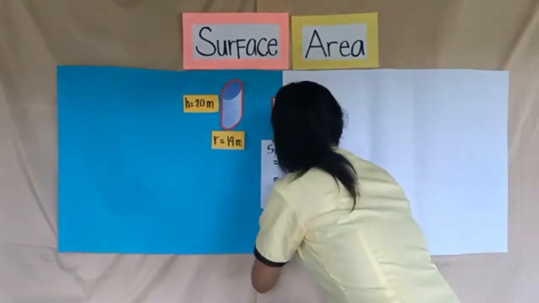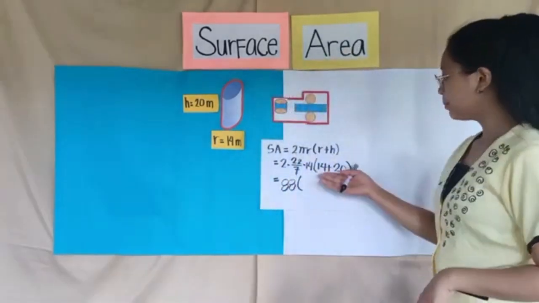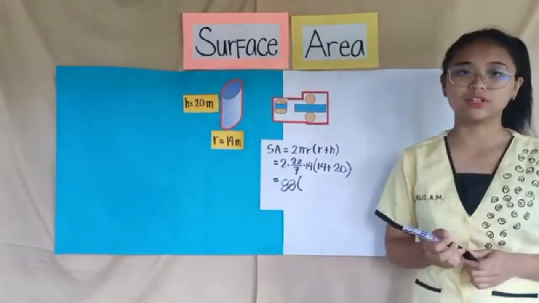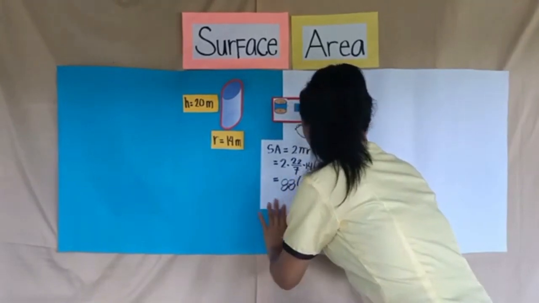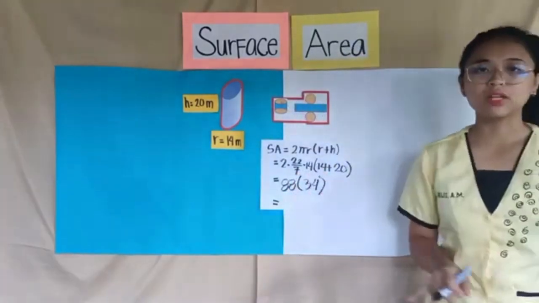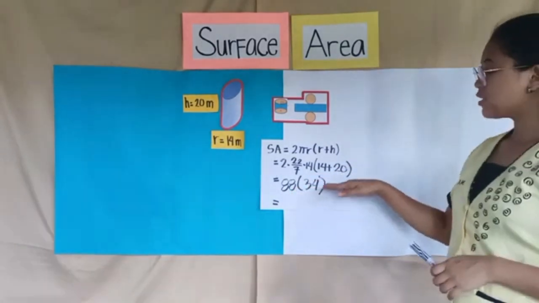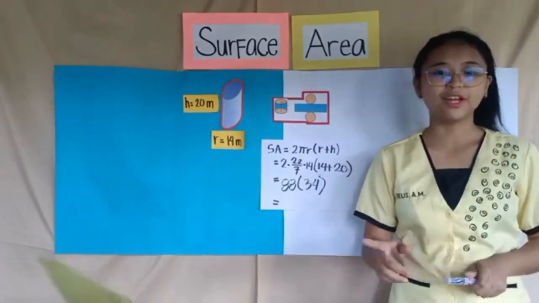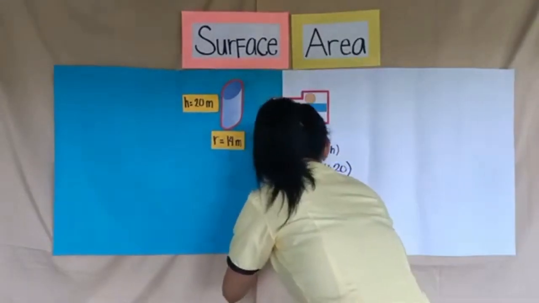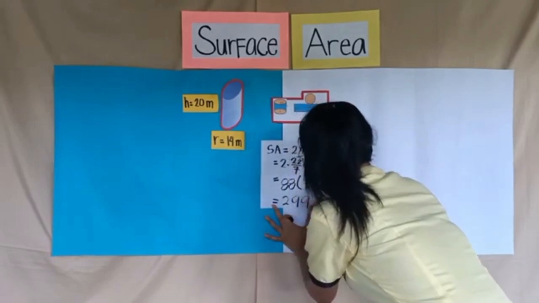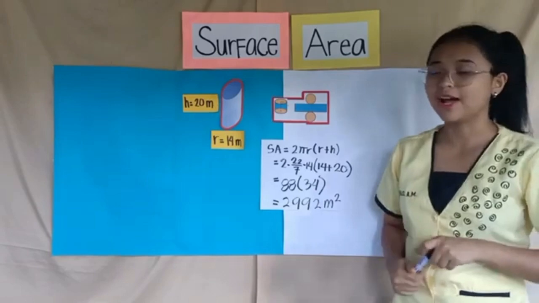Very good. 88. Now, if we add 14 plus 20, what would be the answer? Very good. So the answer will be 34. Okay, so the last thing we need to do is to multiply 88 and 34. Now, 88 times 34 is equal to, very good, the answer will be 2,992 meters squared. So this is the surface area of a cylinder.